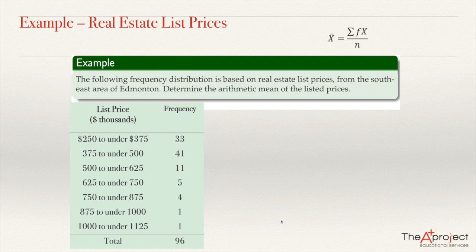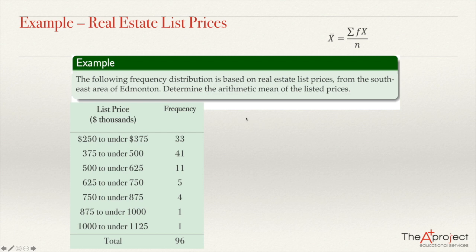The following frequency distribution is based on real estate list prices from the southeast area of Edmonton. Determine the arithmetic mean of the listed prices. You see here the frequencies, and here are the classes. So for example, we have 33 houses or apartments whose values are between 250 and 375,000 dollars. Here the units are thousands of dollars. How to compute the mean?